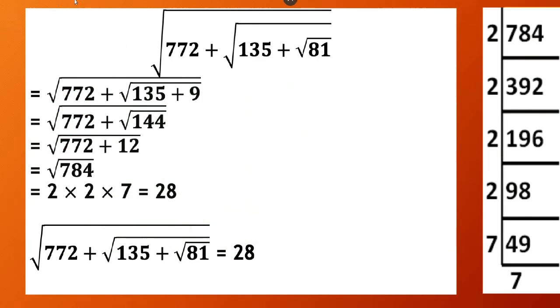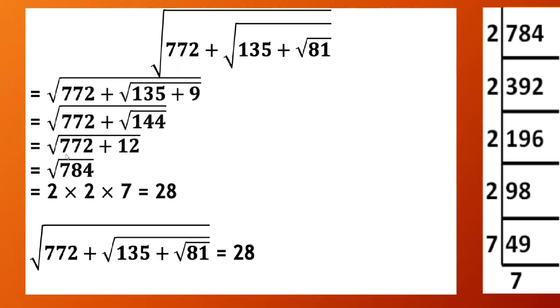Question number 4. This question might be tricky to you, but if you can understand it, it will be very easy. This is basically the question: 772 plus 135 plus 81. Here we'll start from the right side. What is the square root of 81? 9. We're going to add 135 plus 9, which is 144. The square root of 144 is 12.